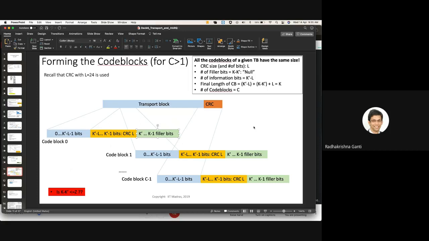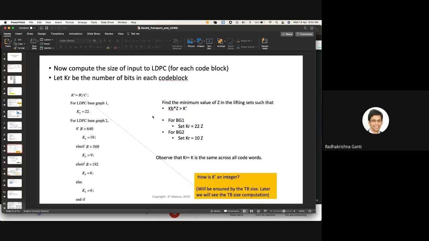This will become clear, just bear with me for 5 minutes. Then we'll come back and look at this again. Just keep this in mind, the filler bits, how we computed the filler bits. So what we did was, we found KB for each of these base graphs depending upon the size. And then we find a lifting factor such that it's greater than the total number of bits you have. And then we said KR is equal to 22Z for BG1 and 10Z for BG2.